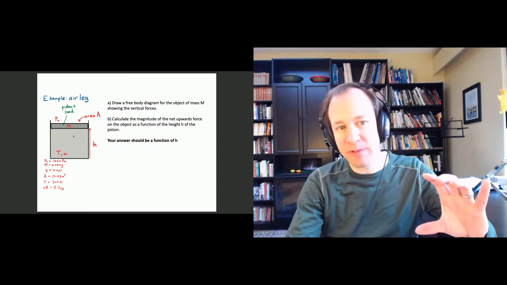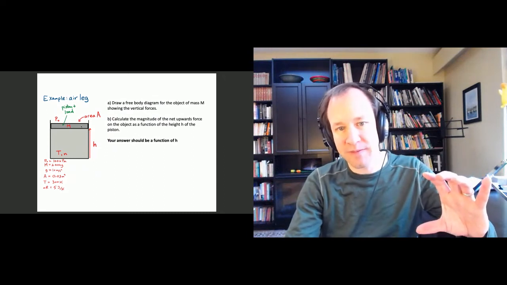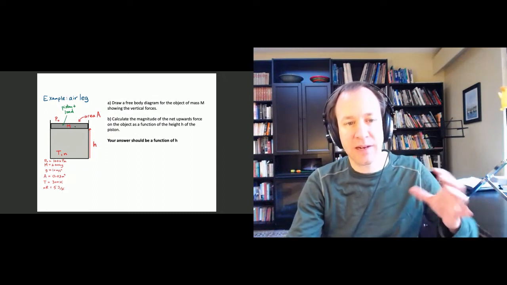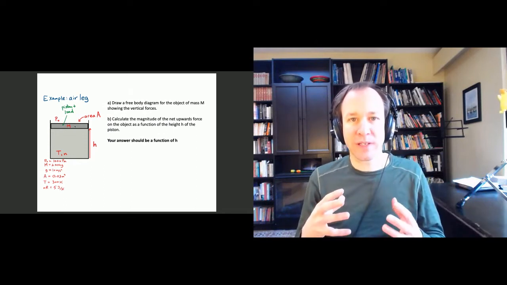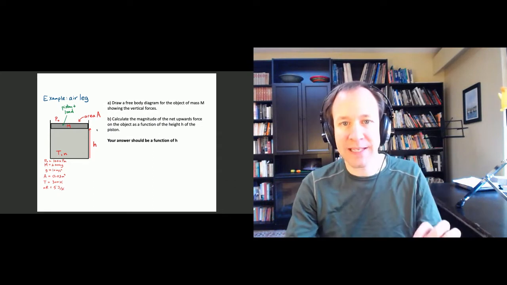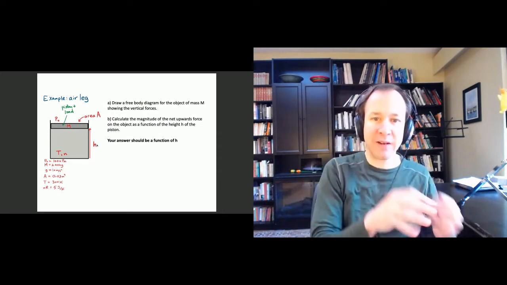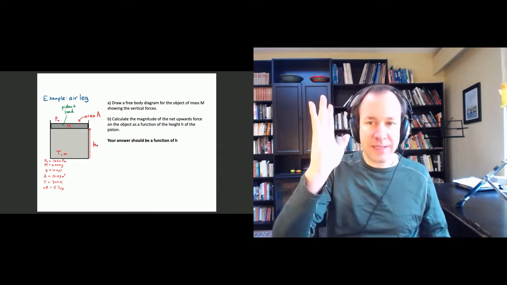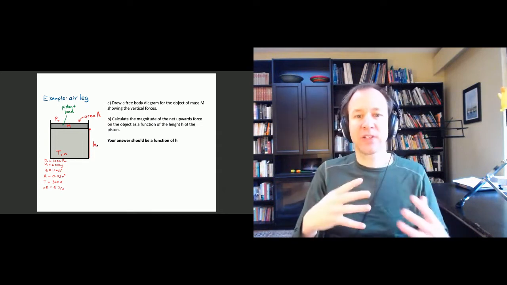So in this case, I've simplified the diagram a little bit. So we have this object of mass m, which is 200 kilograms. We want to figure out what are the forces on that object, and number two, how do they depend on this height? So eventually we want to write the net force, the net upward force, as a function of the height of the piston.